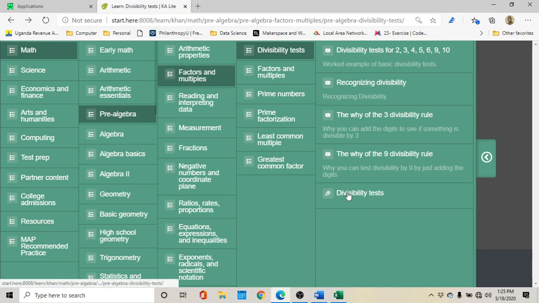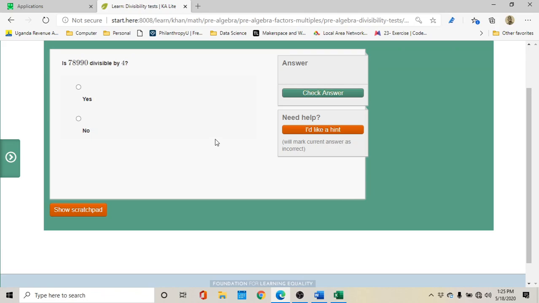So okay, as you can see, that's a video tutorial. Let's try the test, divisibility test. Is that divisible by 4? This is an even number. I'm just going to say yes.